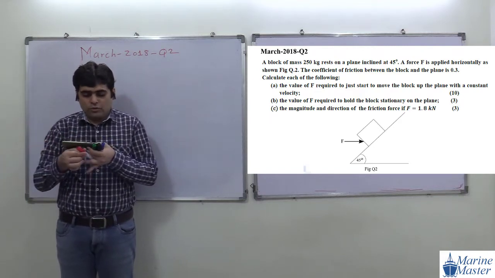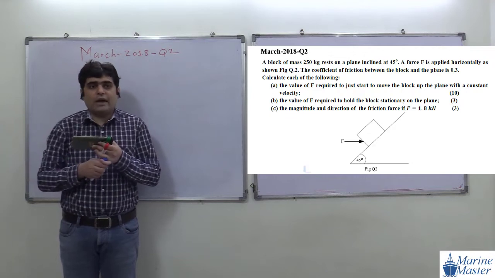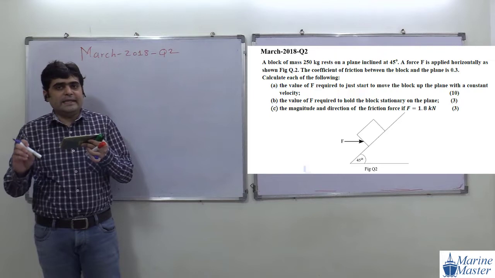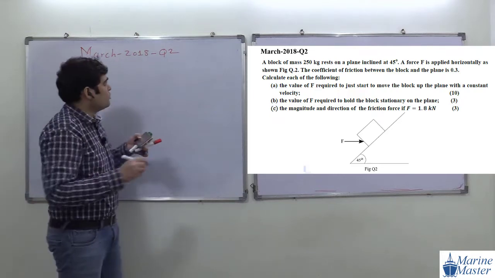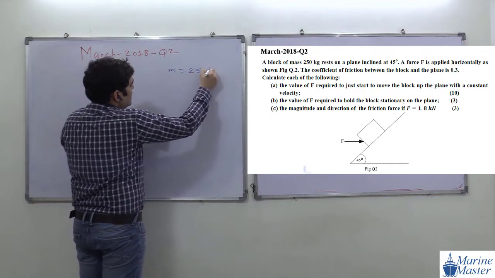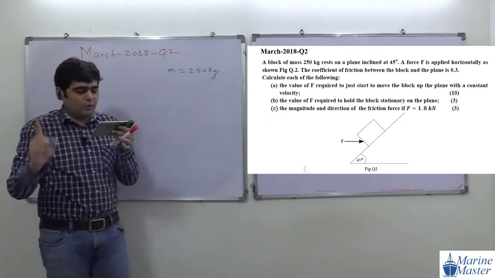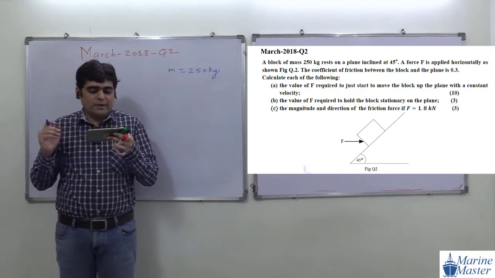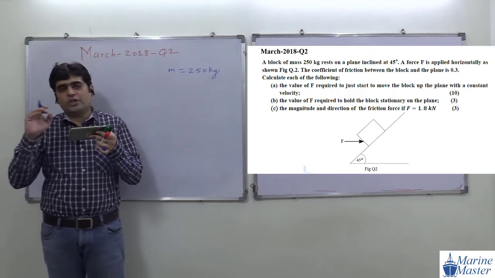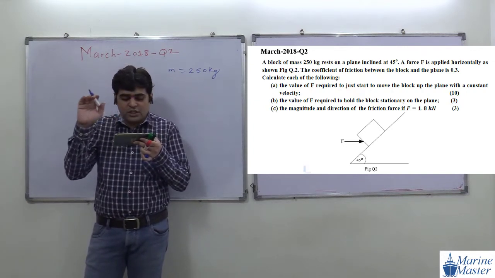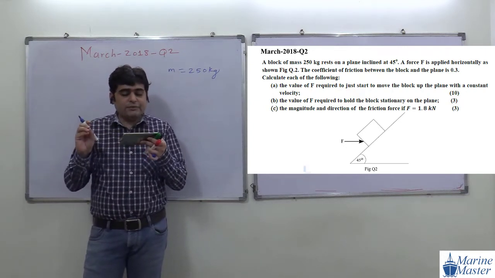We have a block whose mass is 250 kg on a plane inclined at 45 degrees. Try to see the point here. On a plane inclined at 45 degrees, a force F is applied horizontally. Here we are applying a horizontal force F. So there is one horizontal force. It is given in the drawing.